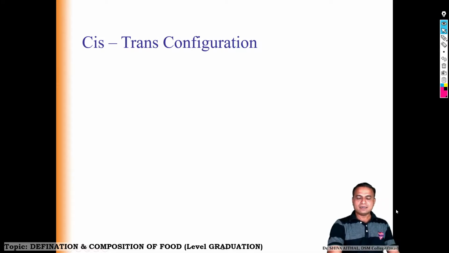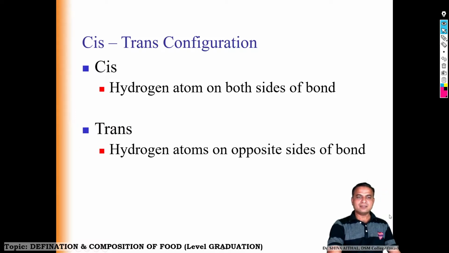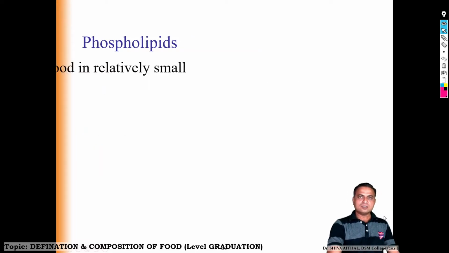The cis and trans configuration of the lipids or the fats also plays a very important role in the composition of the food. Cis is hydrogen atoms on the same side of the bond, trans is hydrogen atoms on opposite sides of the bond. Next is phospholipids.